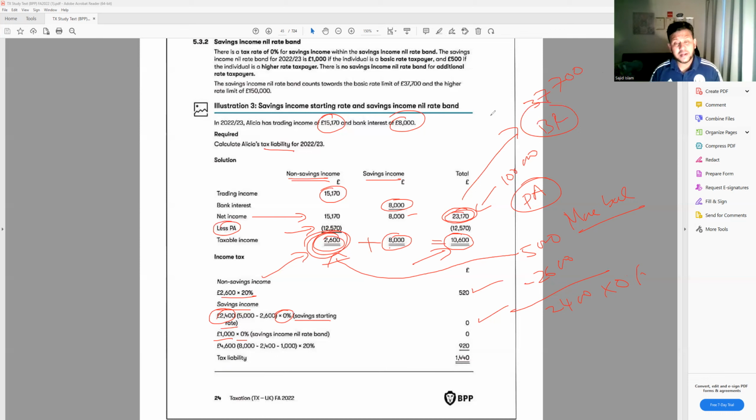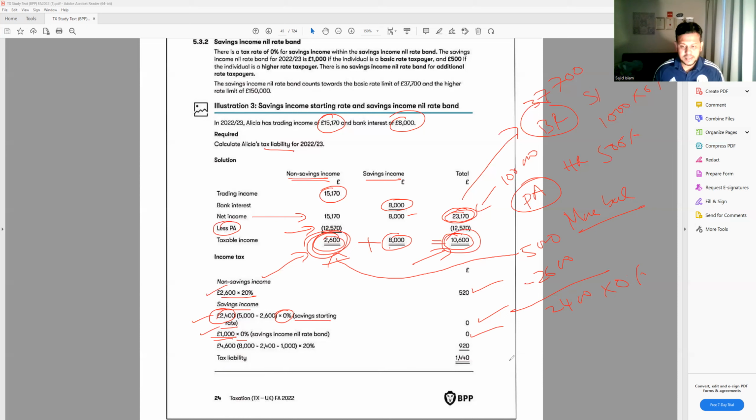And if I'm a basic rate taxpayer, I have an allowance for savings income of 1,000. The first 1,000, I don't pay any tax, zero rated. If I'm a higher rate taxpayer, up to 150,000, the first 500, I don't pay any tax. So here I'm a basic rate taxpayer, so I have 1,000 zero rated. So now we add 2,600 plus 2,400 and 1,000.